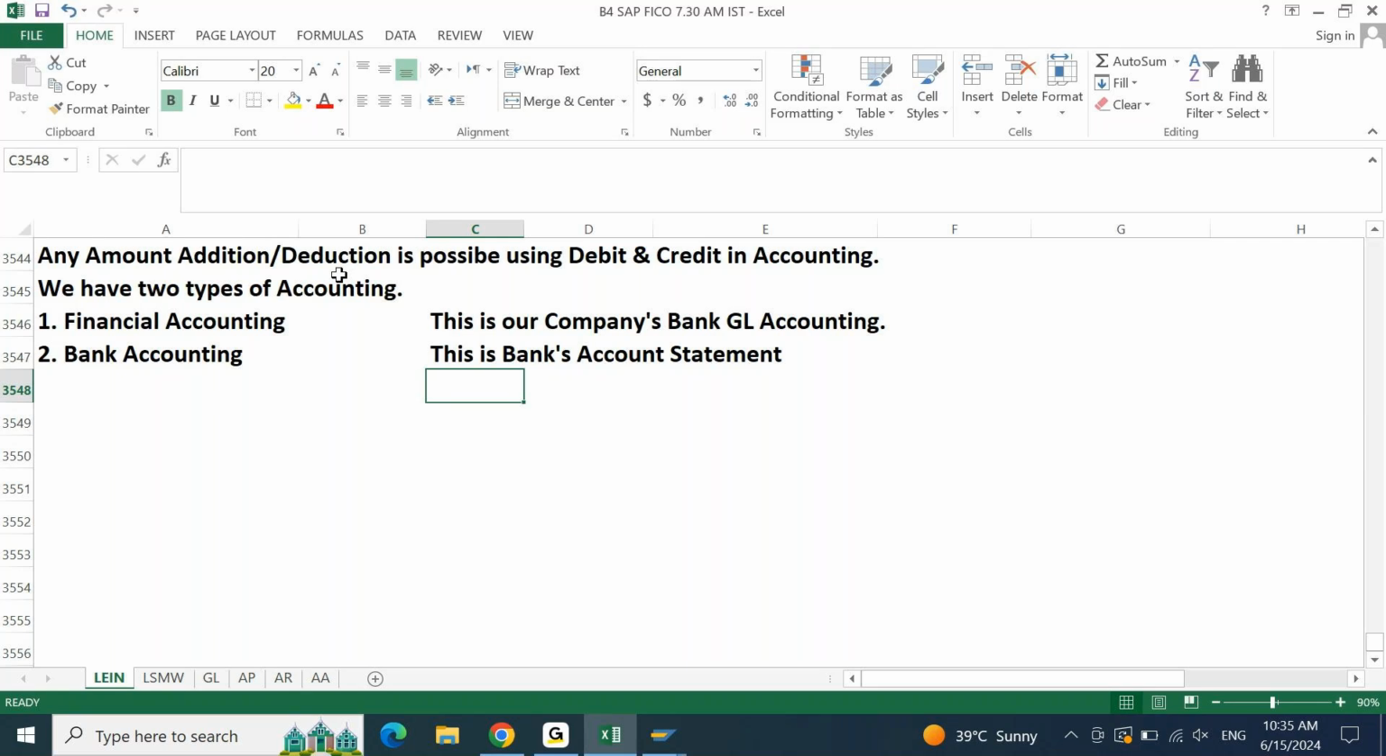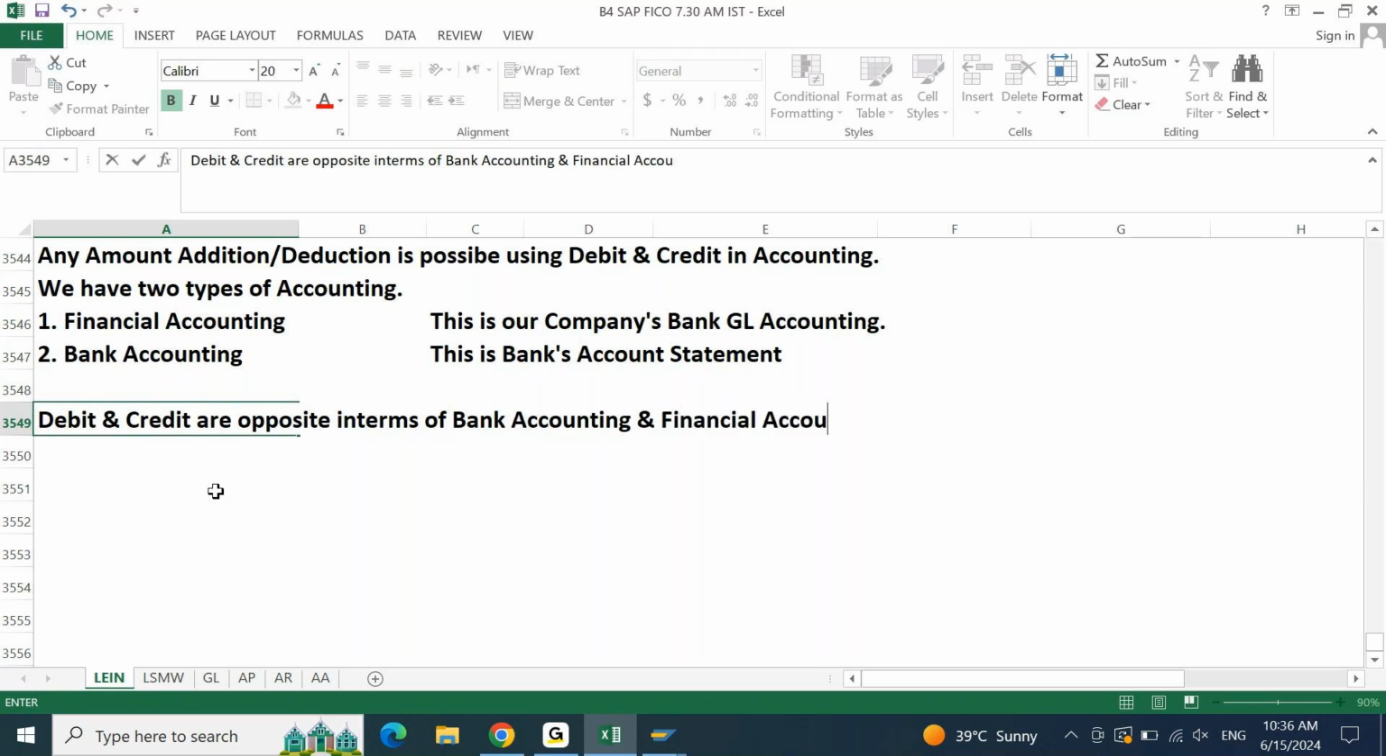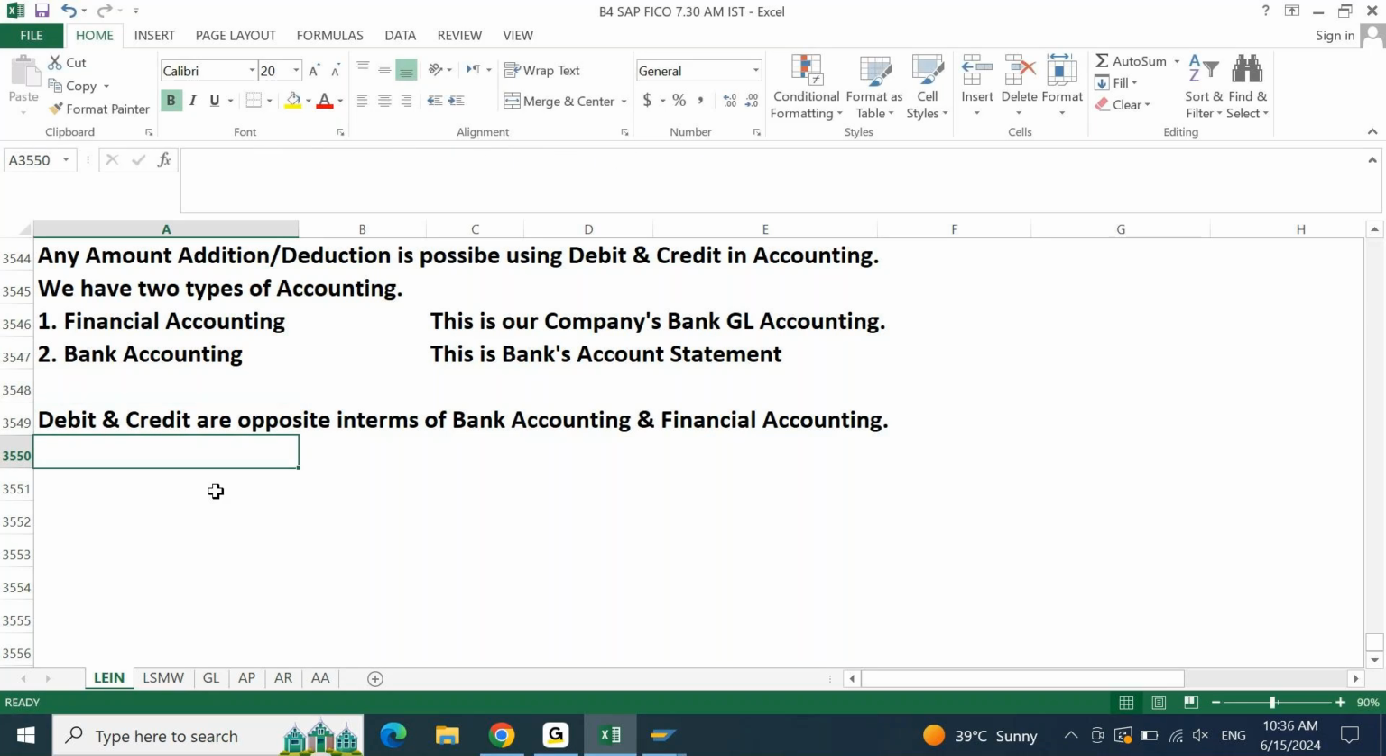Now here we are talking about debit credit, and here we are talking about debit credit. When we are talking about debit credit, we need to again have clarity. Debit and credit are opposite in terms of bank accounting and financial accounting.